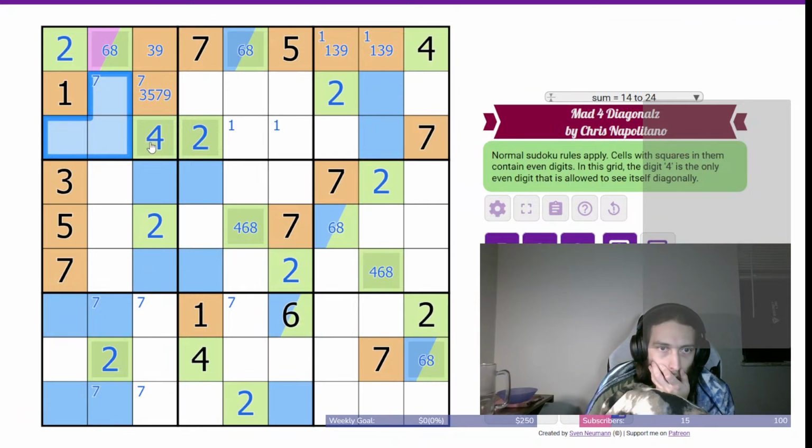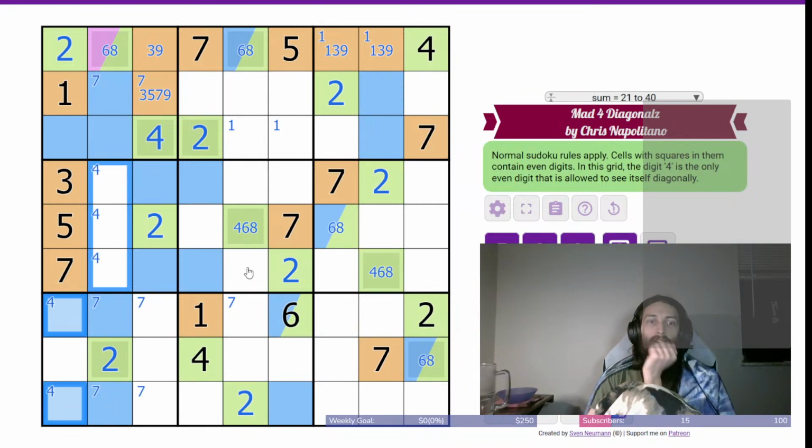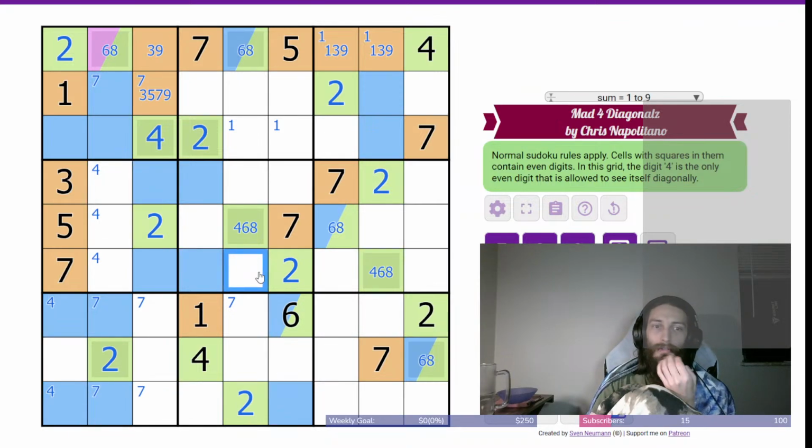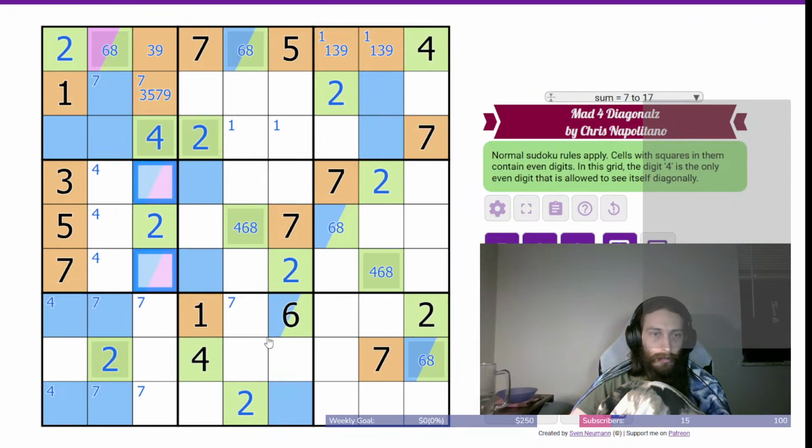Box 4, the 4 has to be in column 2, so it's in column 1 in box 7. And 4 doesn't have the diagonal restriction. This ends up being a blue-purple pair. Yeah, I was just seeing that too.